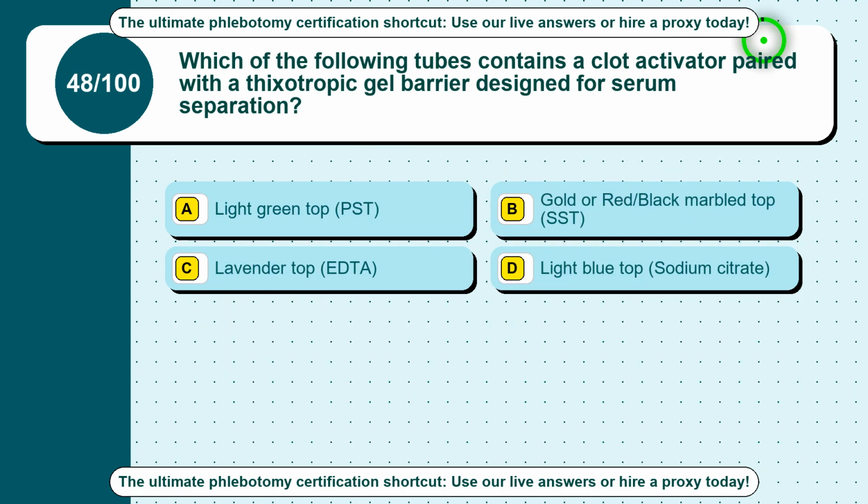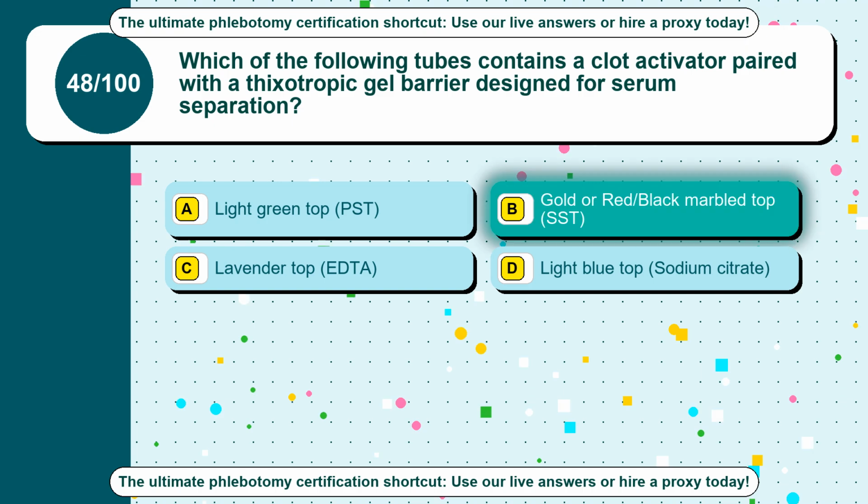Question 48. Which of the following tubes contains a clot activator paired with a thixotropic gel barrier designed for serum separation? Option A, light green top, PSD. Option B, gold or red / black marbled top, SST. Option C, lavender top, EDTA. Option D, light blue top, sodium citrate.